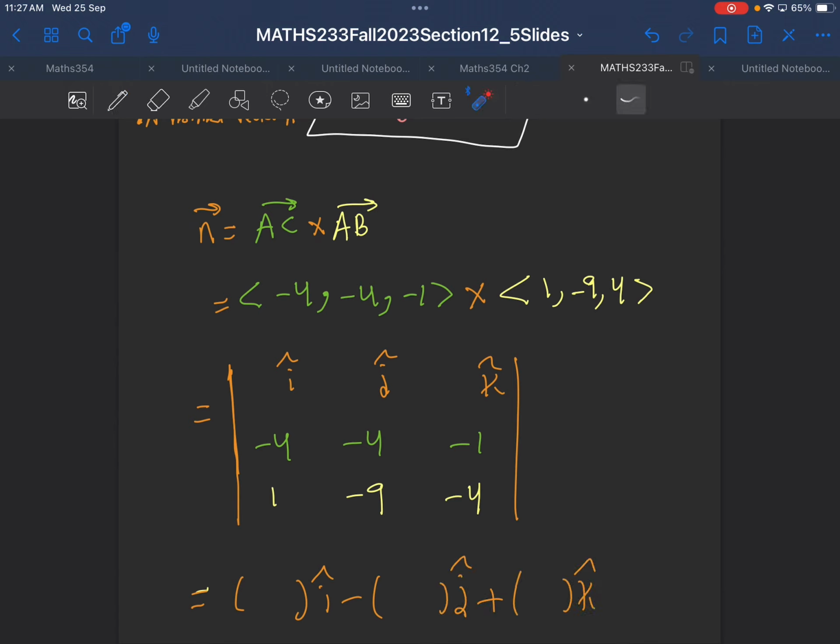Let's find the number of i. So we cancel this, and then we do the cross product. Minus 4 times minus 4 is 16, minus 9, it will be just 7i. Next one, we cancel the row of j and the column of j, and we do the cross product. So again, it will be 16 minus 1, so that's 17. And finally, I will do the k, which is cancel the row of k and column of k. This would be 36 plus 4, and that will give me just 40. So I have A, I have B, and finally I have C.